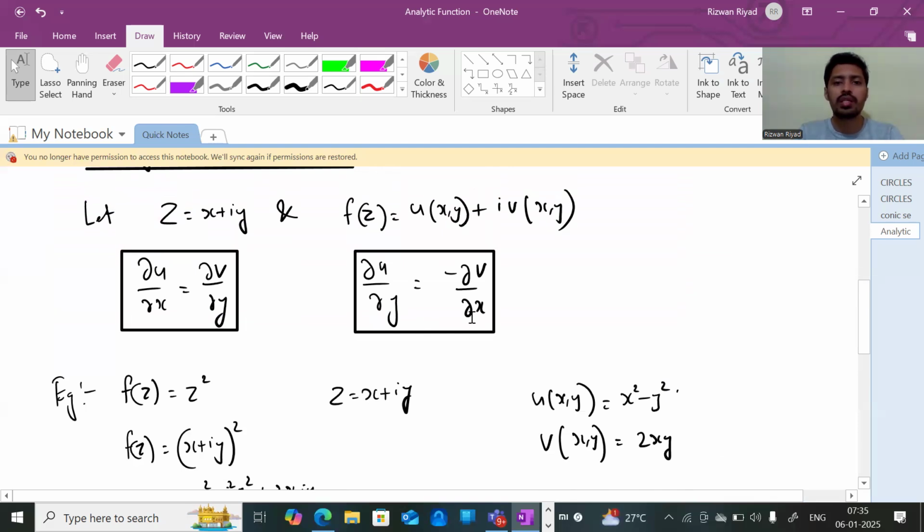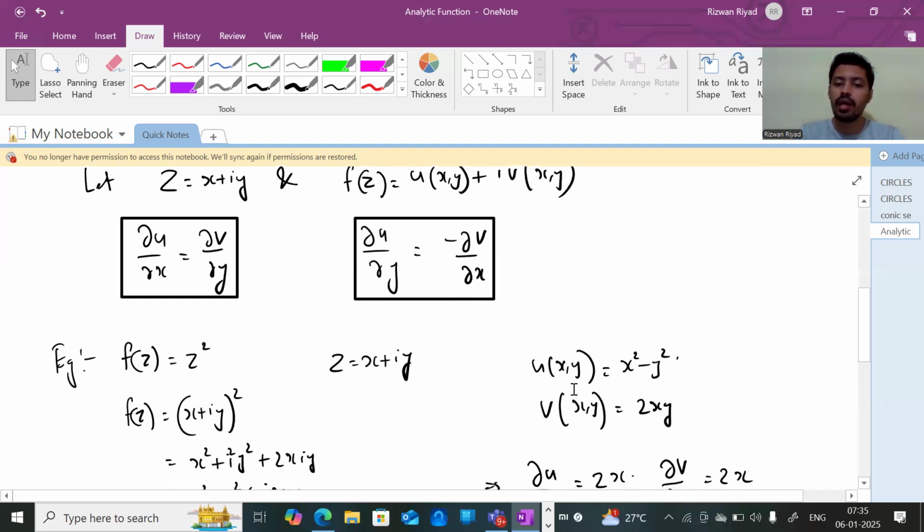If this is happening, we can say that it satisfies the Cauchy-Riemann equations. That means it is analytic. So for that, we have to find the expressions for all four: ∂u/∂x, ∂v/∂y, ∂u/∂y, and ∂v/∂x. Find all of them.